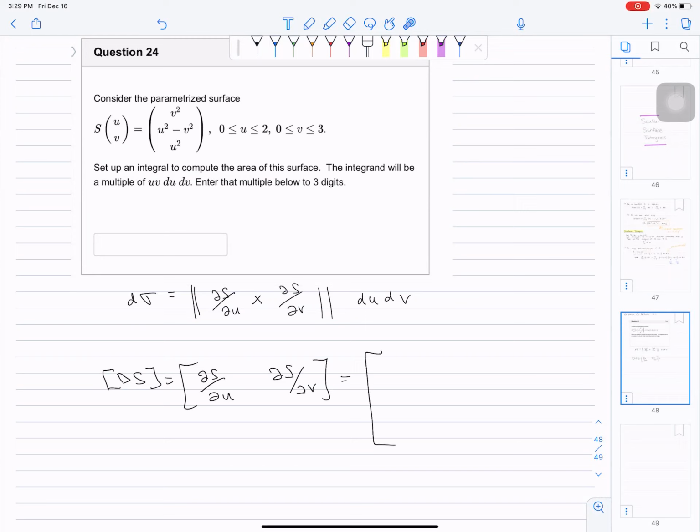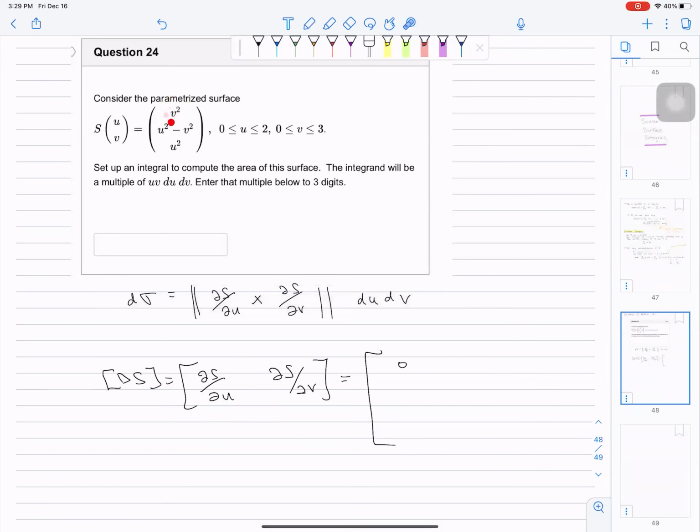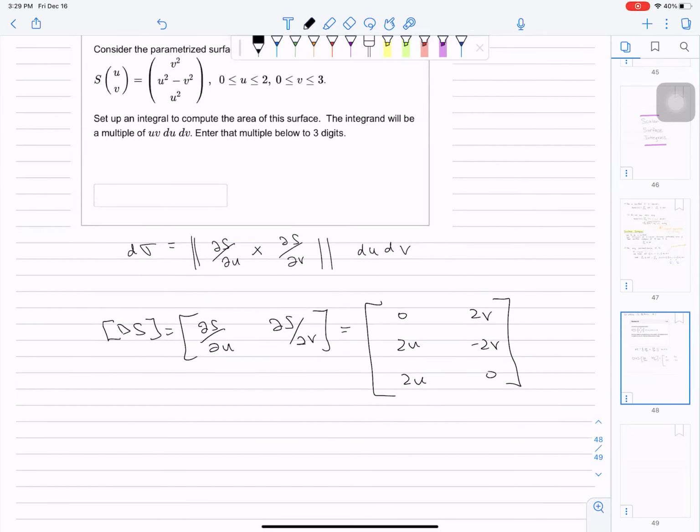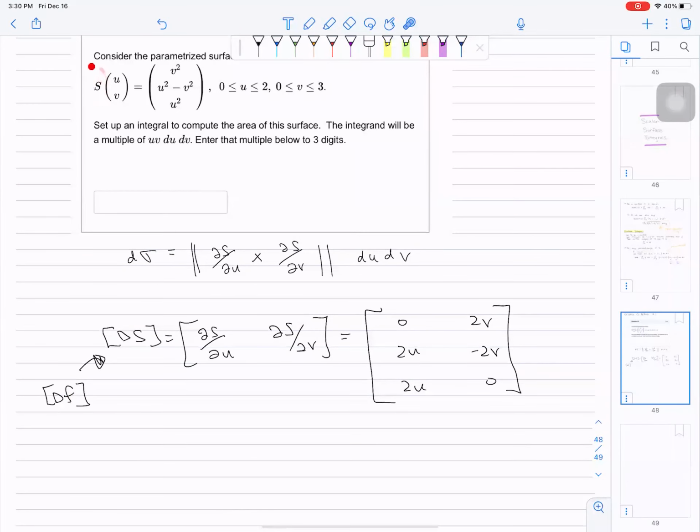So what is the partial with respect to U here? 0. Partial with respect to V is 2V. Partial with respect to U is 2U. With respect to V is negative 2V. And then 2U is 0. Now I can take the cross product. Is this Jacobian the same as the DF notation that Grice uses? Yes, DF. I just use a different letter. Instead of F, I used S, because that's how they labeled it.